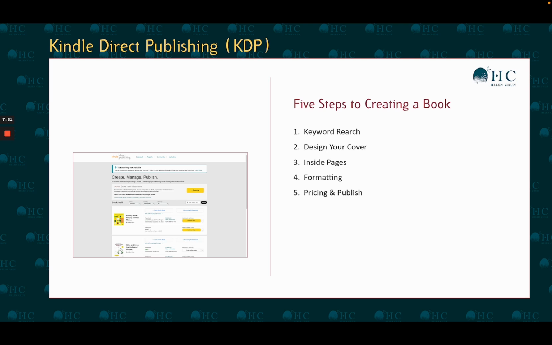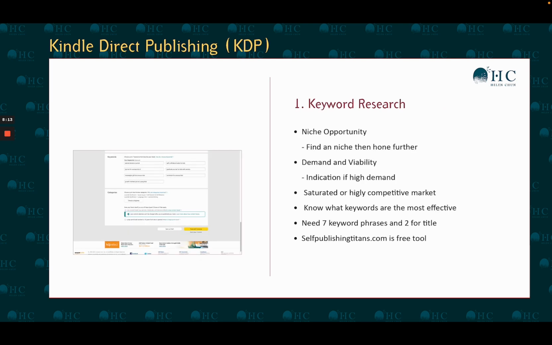Okay, 5 steps to creating a book. 1, keyword research. 2, design your cover. 3, inside pages. 4, formatting. 5, pricing and publish. Okay, so I'm going to show you later how to actually do this research using a tool called Self-Publishing Titans.